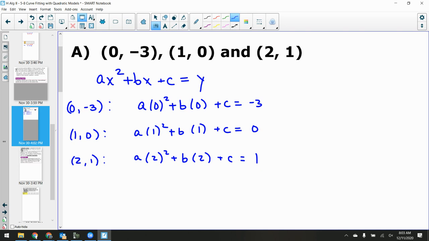So what we want to do is create ourselves... Let's reduce this down a little bit. And I know it's going to be weird, but I'm actually going to leave the zeros in. I know you could say just c is equal to negative 3. I get that. But here's what this is going to be.